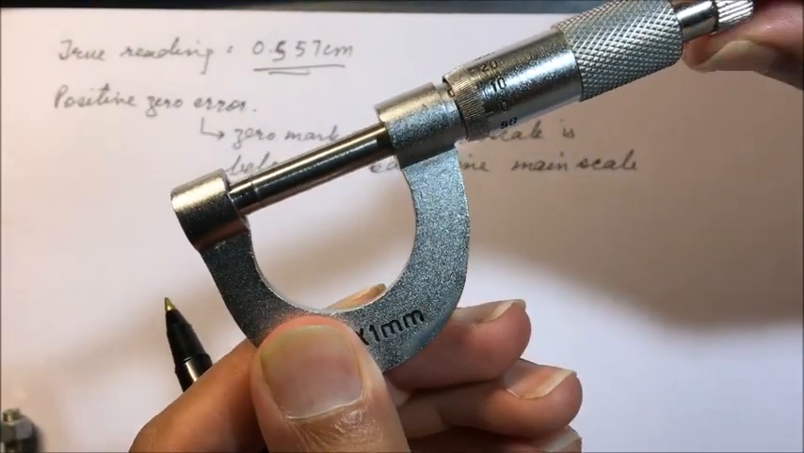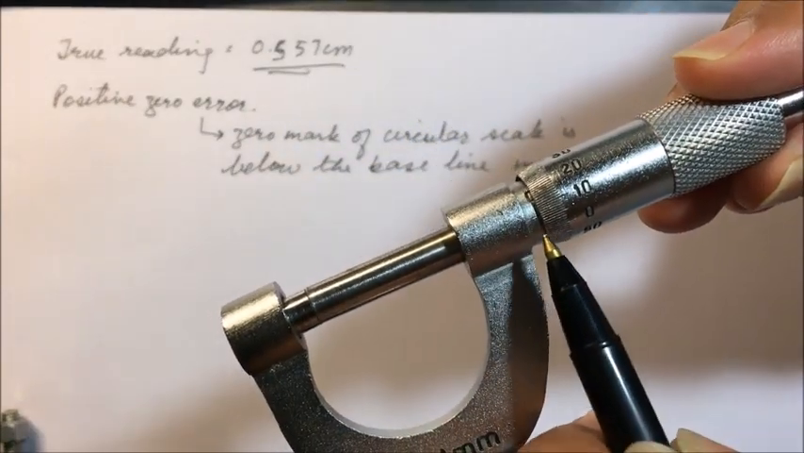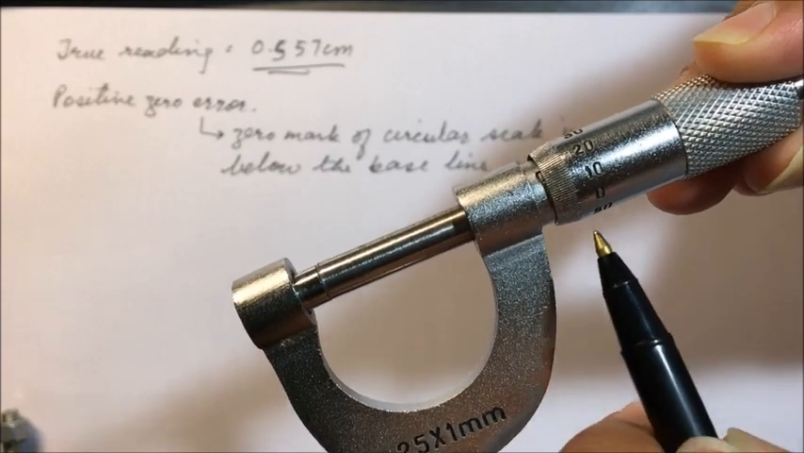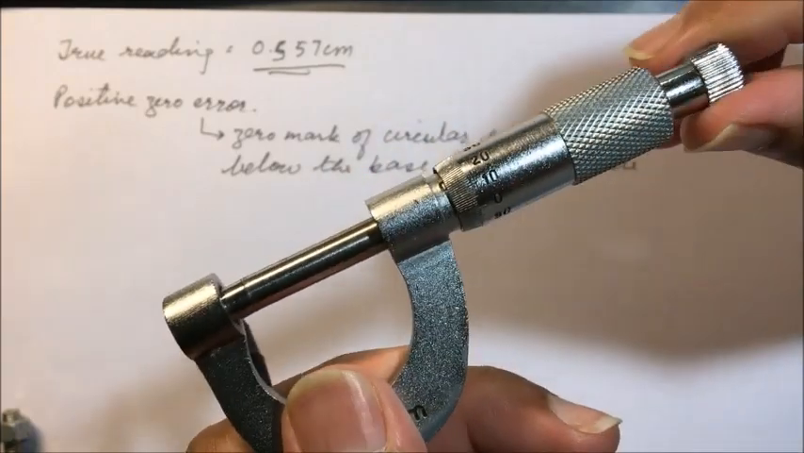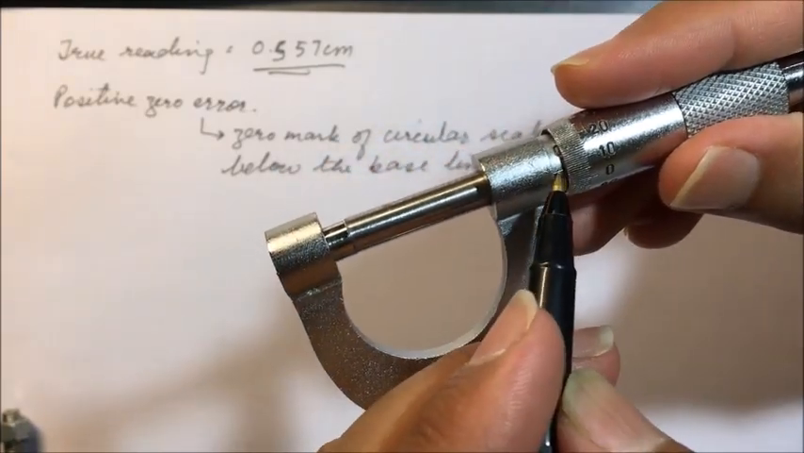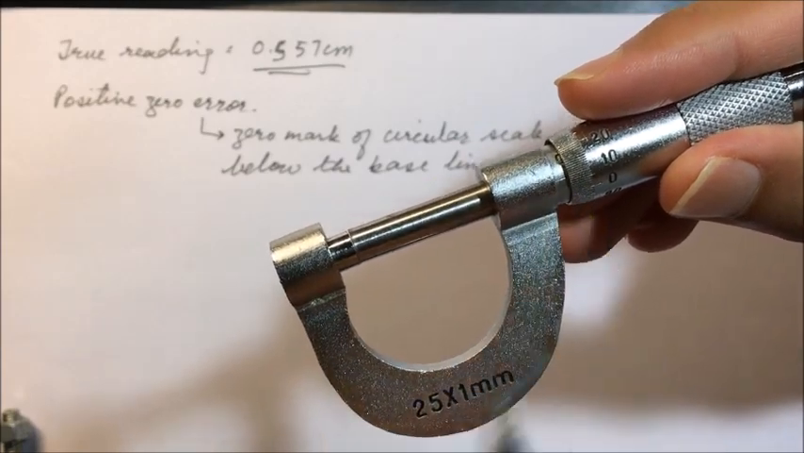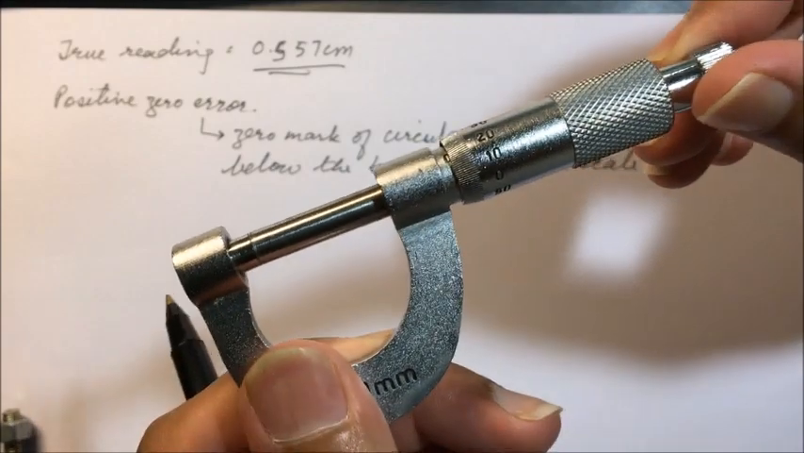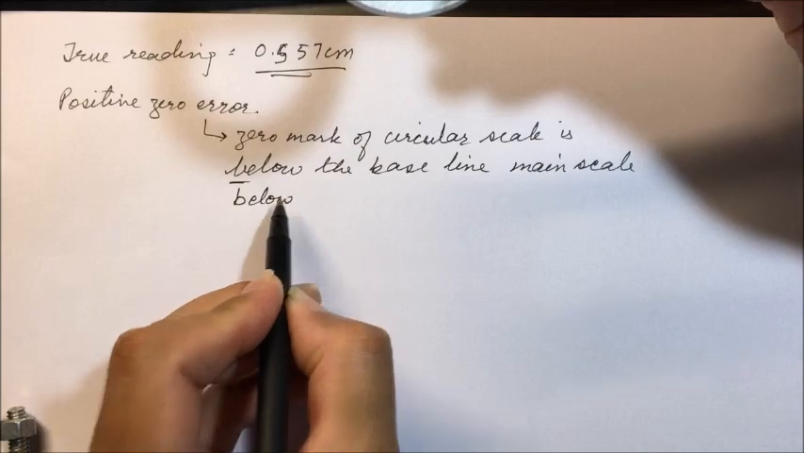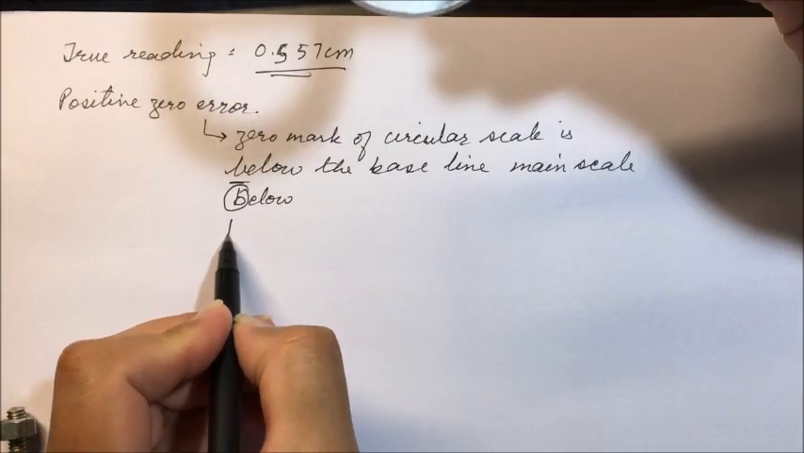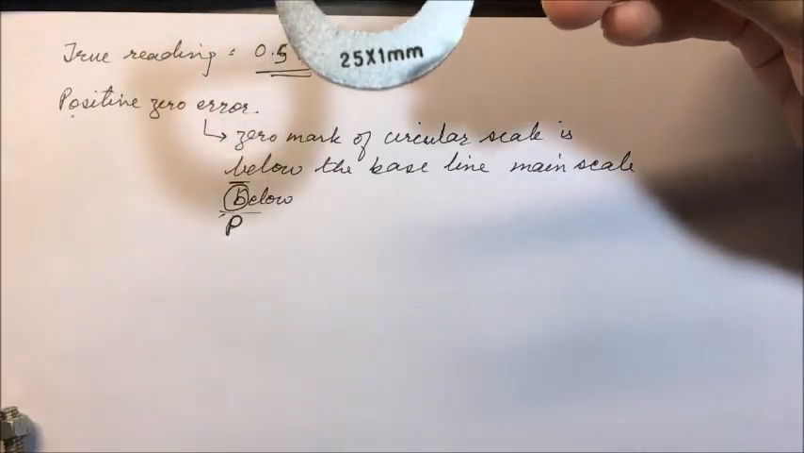So when we bring the flat end B in contact with the stud and 0 is not coinciding with the baseline, the instrument is said to have zero error. Now we have to decide whether it is positive or negative. When 0 of the circular scale is below the baseline of the main scale, the instrument is said to have positive zero error. So below, how to remember? BELOW: B, take the mirror image, put a mirror here, P. B, P, so positive zero error.